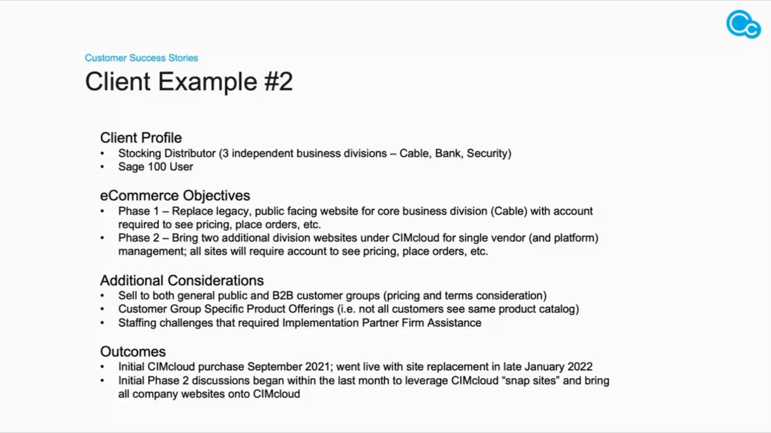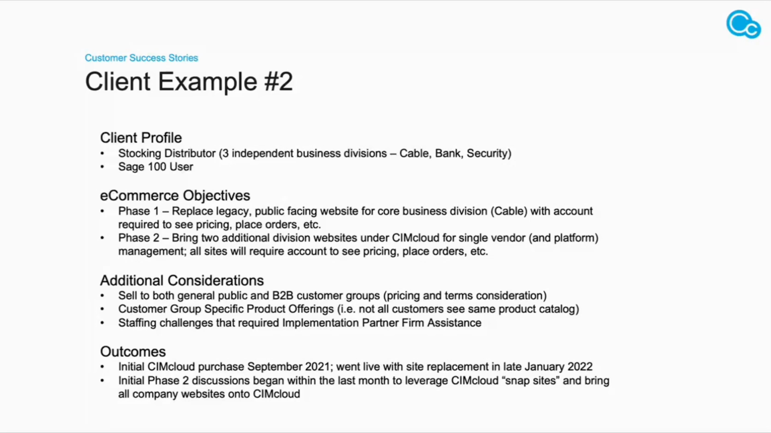So in phase one, they were looking at the cable division within their business and saying, hey, we have an existing legacy website. It has decent adoption. We are seeing a lot of issues where customers either can't fully use the system because the information isn't up to date or accurate. And there was concerns for them of saying, hey, we're doing 400 orders a month online, and we're having to manually import those into Sage 100 via visual integrator.